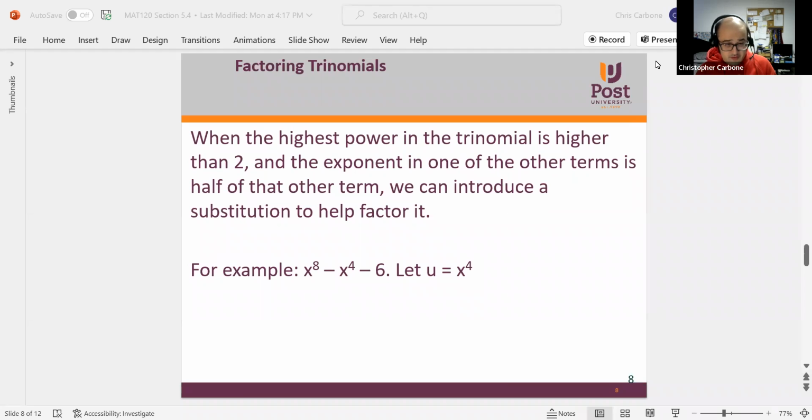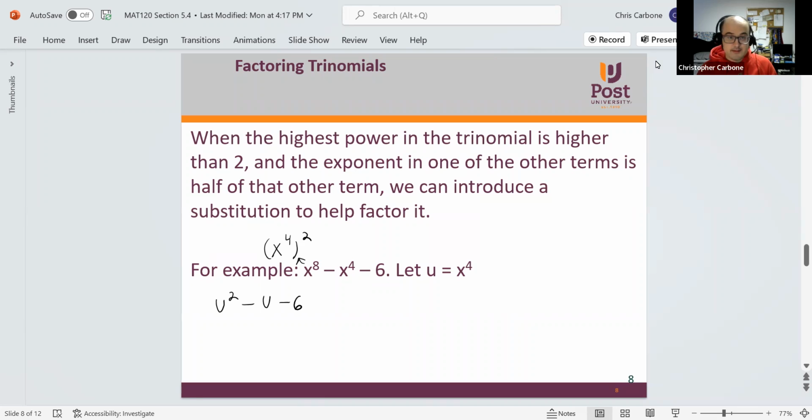Before applying that substitution, quick note: this x to the 8th, we could see is the same thing as x to the 4th squared, since raising a power to a power multiplies the powers. So 4 times 2 would make 8, which allows us to then use this substitution I have here. So if we let u be x to the 4th, this would just be u squared, because of what we have here, minus u minus 6.